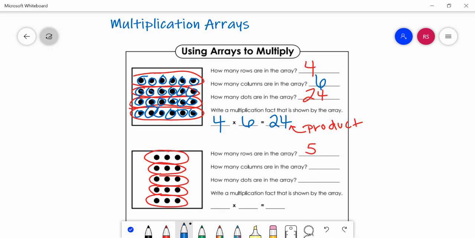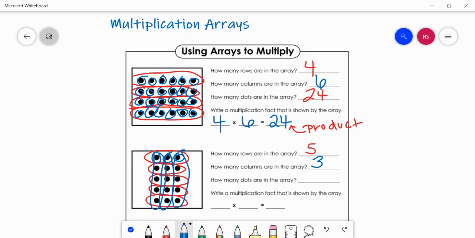So how many are inside of each? I have 1, 2, 3. You have 3 columns, which means there's going to be 3 dots in each group, 3 in each row. So if I know that I have 5 rows and I have 3 inside of each row, or that I have 5 groups and I have 3 inside of each group, how many dots are in this array?